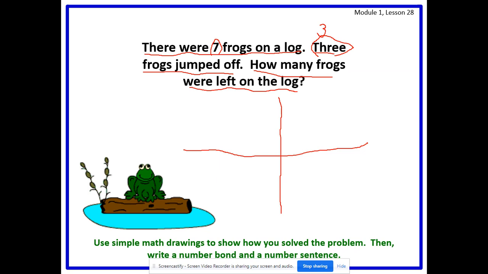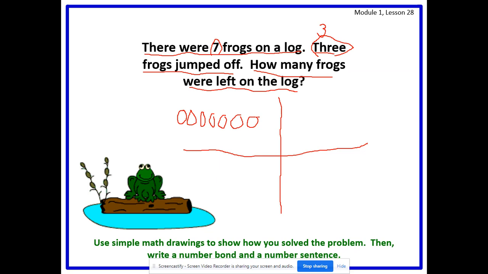So what is the whole in this story? Get ready. Yes, 7. So let's go ahead and draw 7. Ready? 1, 2, 3, 4, 5, 6, 7. So now our drawing shows how we started with the whole number. But then what happened? Yes, 3 frogs jumped off.